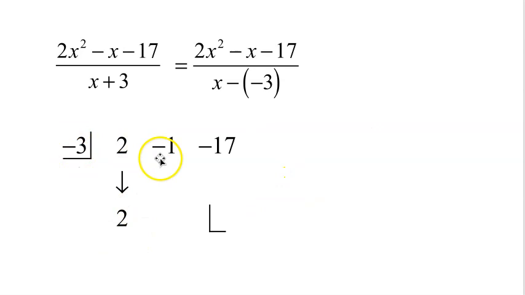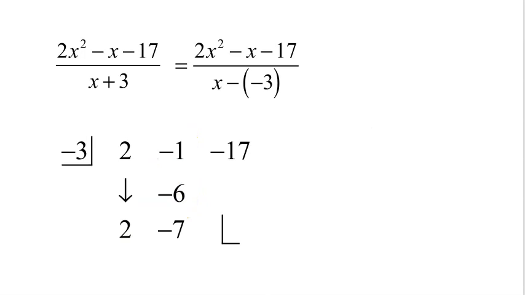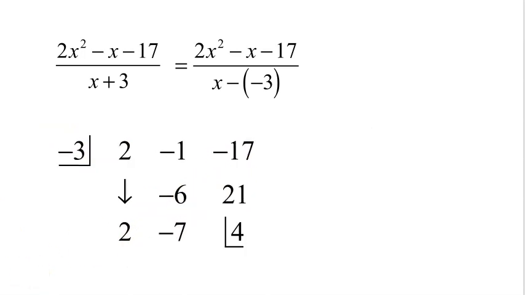Then we multiply. Negative 3 times 2 is negative 6. Negative 1 plus negative 6 is negative 7. Negative 3 times negative 7 is positive 21, goes in this slot. 21 minus 17 is 4. That's a remainder. So what we have is coefficients of 2 and negative 7. This would be the constant term, this would be the x term. So this represents 2x minus 7 with a remainder of 4. And it's good to write the remainder over the divisor, so that would be 2x minus 7 plus 4 over x plus 3. So that's how that one works.